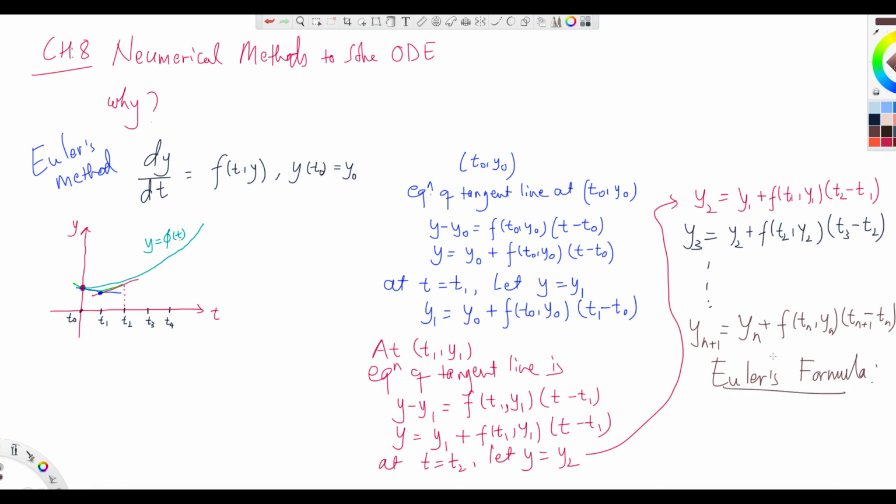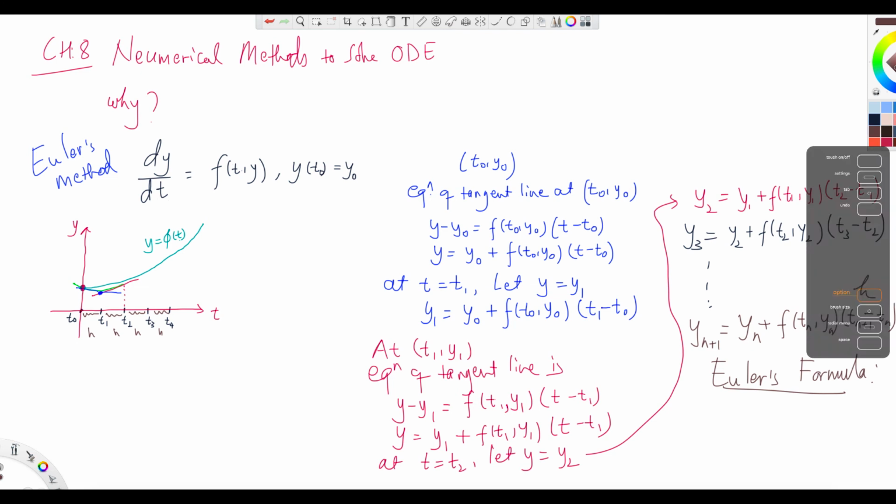Now if you assume that the length between t0 and t1, t1 and t2, t2 and t3, t3 and t4 are all equal, then that length will be h, h, h, h. Let us suppose that the length of each subinterval is h. Then how does that look? All these will look like h.